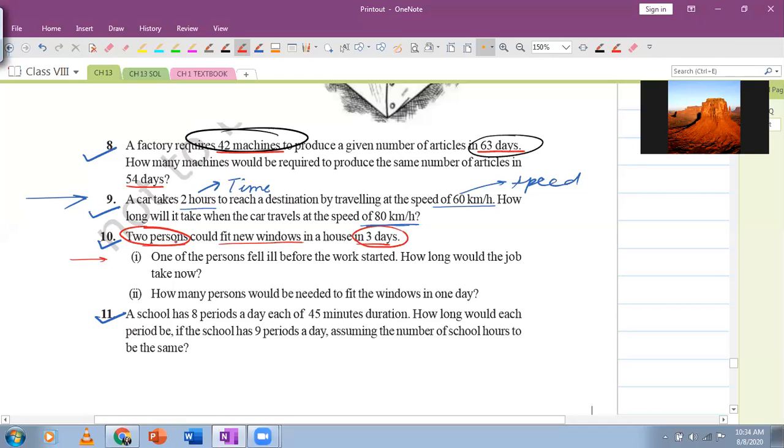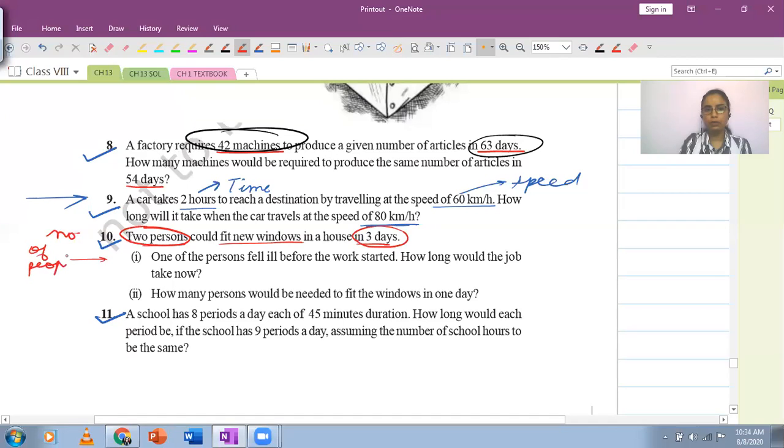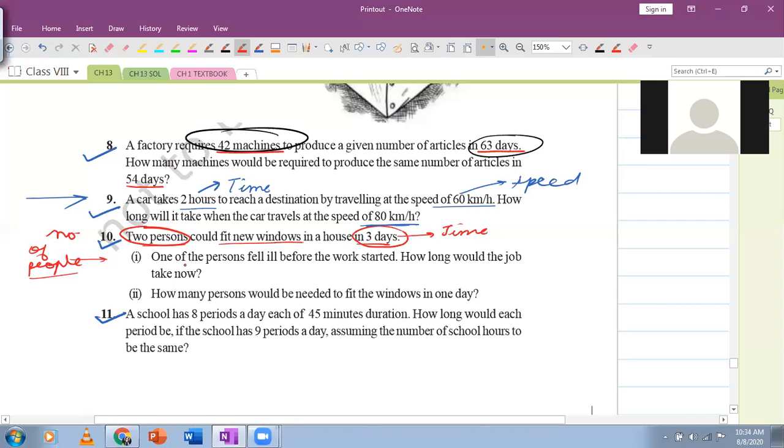So we have the number of people, who are doing a job, and the time they are taking. So what will happen if we reduce the number of persons? अगर हम कम लोग हायर करते हैं तो ज्यादा टाइम लगेगा, और अगर हम ज्यादा लोग हायर करते हैं तो कम टाइम लगेगा. This is inverse proportion.